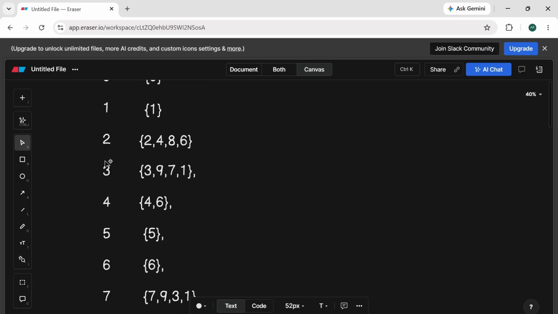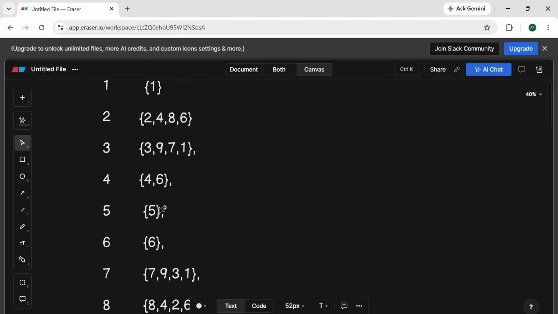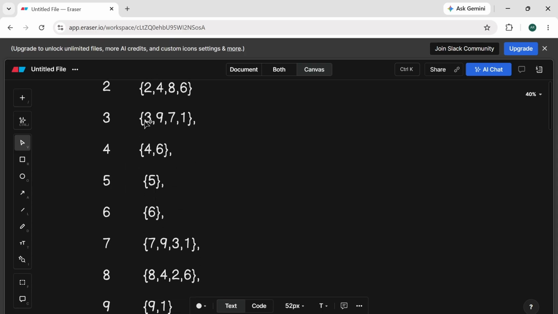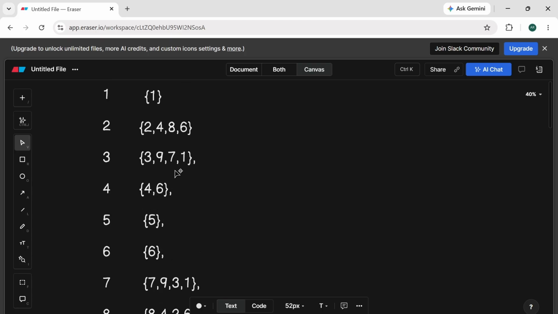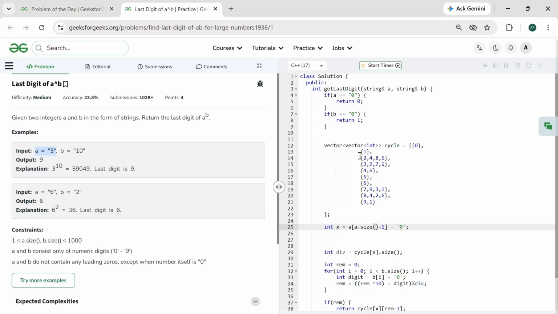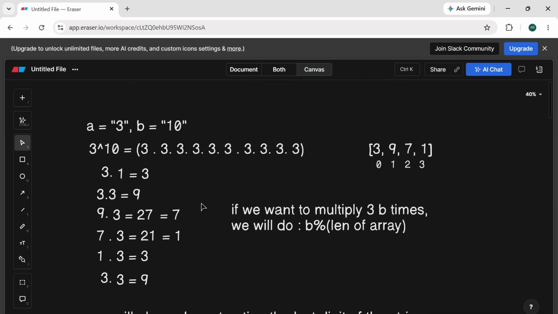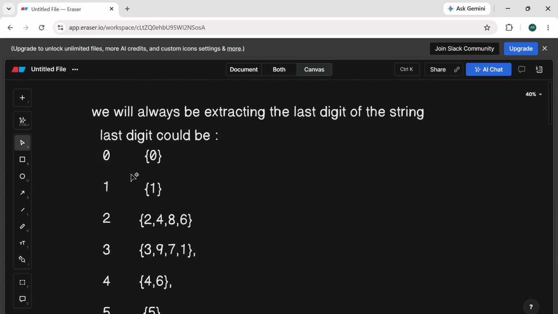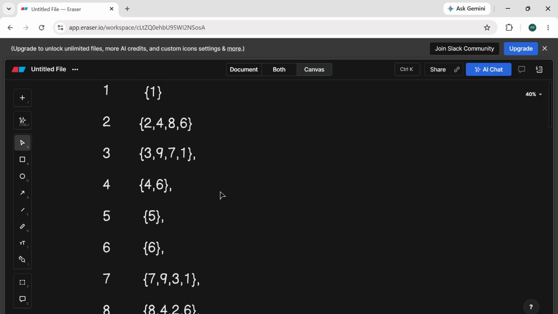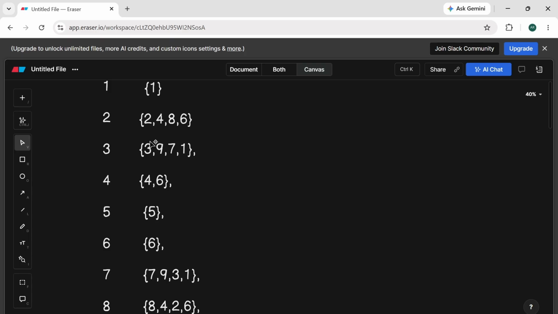So I have solved all of these for the other numbers in the same way. If you try with pen and paper, you will find that you get these numbers only, right? So what I have done is I have stored these numbers in my vectors, like this. So let me just move forward so you can understand this problem in a better way. So this is how we can extract the last digit of the string and find its answer, right? Meaning we will multiply.